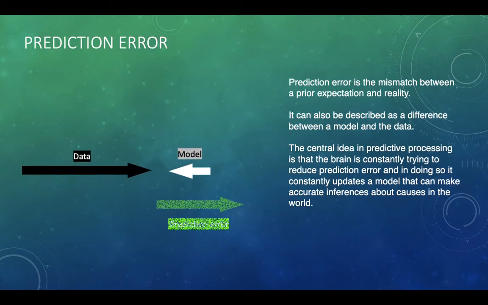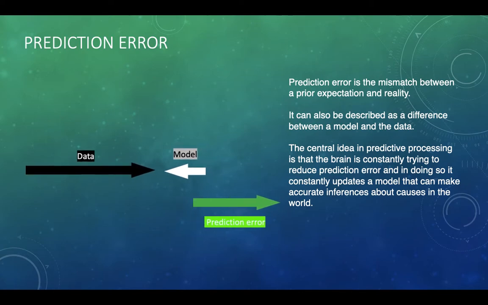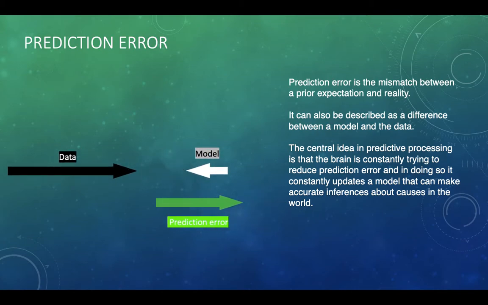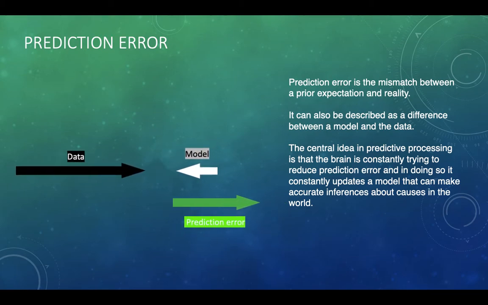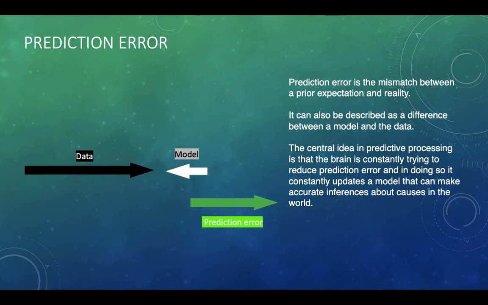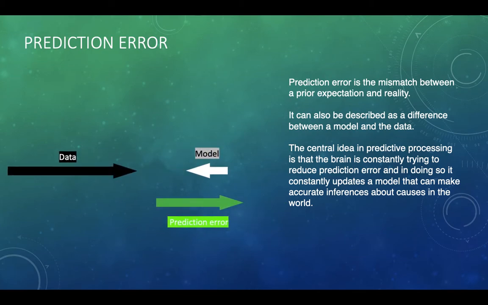Okay, so I'm going to move on to something a little different but related, which is prediction error. I know I said almost everything was the core part of predictive processing, but prediction error is really the core feature. It's the mismatch between prior expectation and reality. Another way of phrasing that is to say that prediction error is the difference between a model and the data. I'm trying to show that with my little diagram. If there's a difference between the model or the prior expectations and the data, the sensory information coming in, then the difference is the prediction error.